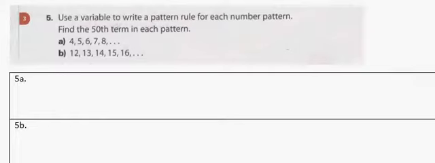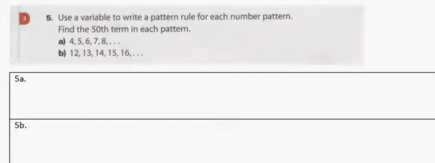Question 5. Use a variable to write a pattern rule for each number pattern. Alright, so it should look something like this. First of all, we have to find the 50th term in each pattern. Well, actually, that's second. First, let's look at the pattern, 5a.